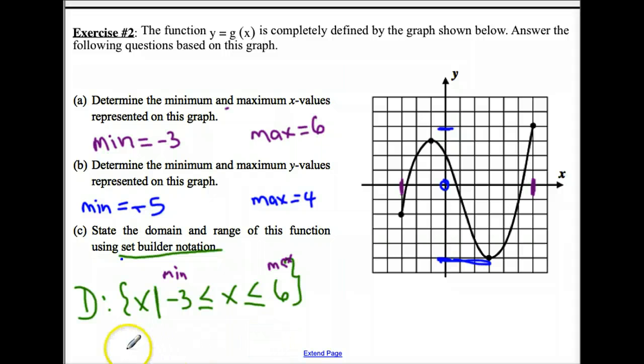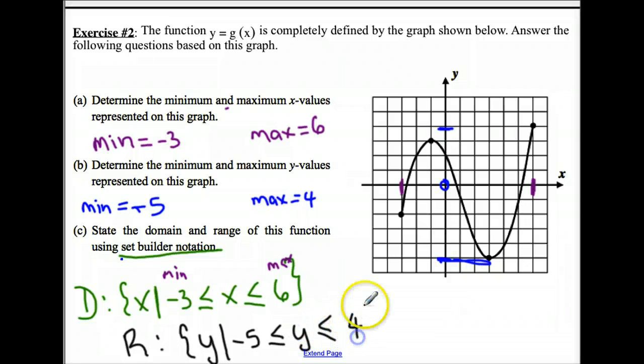My range now will be the same way, y such that my minimum range is -5, and notice I'm going to use the shaded circle, means I'm going to use the equal line at the bottom, y less than or equal to, and my max was 4. So again, it has to do with you finding the min y and the maximum for the y. Okay?